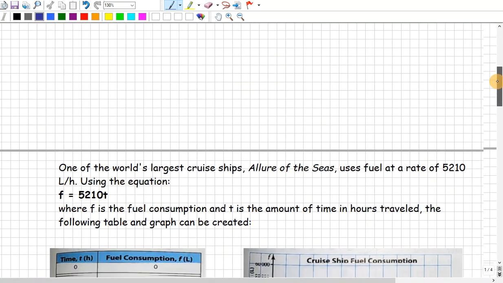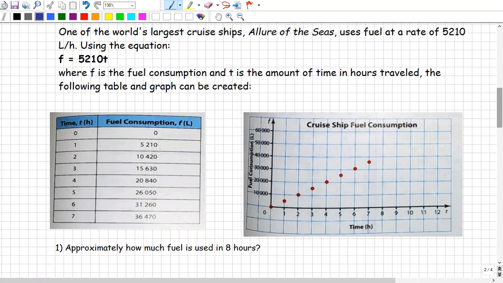Let's look at another example. This is a word problem. One of the largest cruise ships, called Allure of the Seas, uses fuel at a rate of 5,210 liters per hour, which gives us this equation: F, for the amount of fuel, equals 5,210 times T, which is the amount of time in hours traveled. So we create a graph using this information.